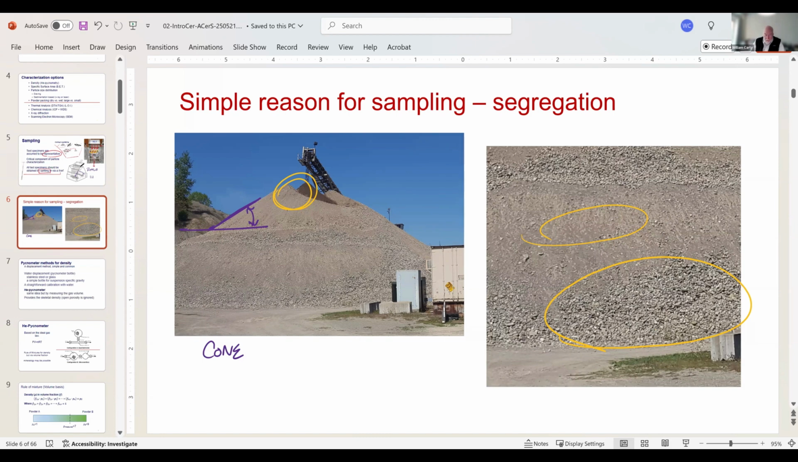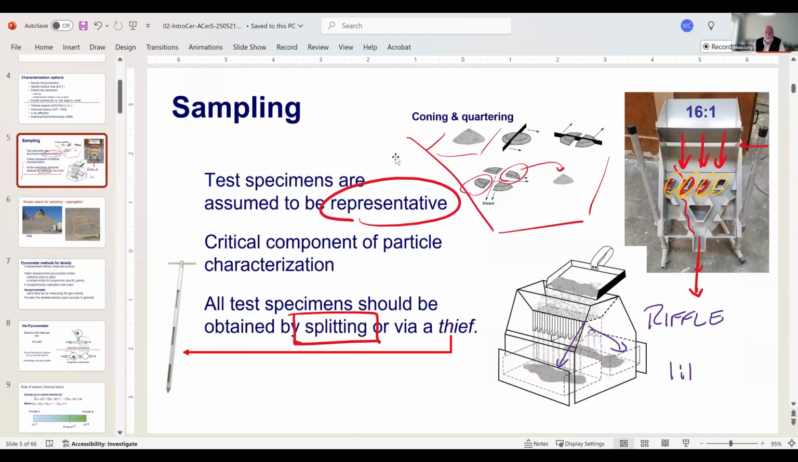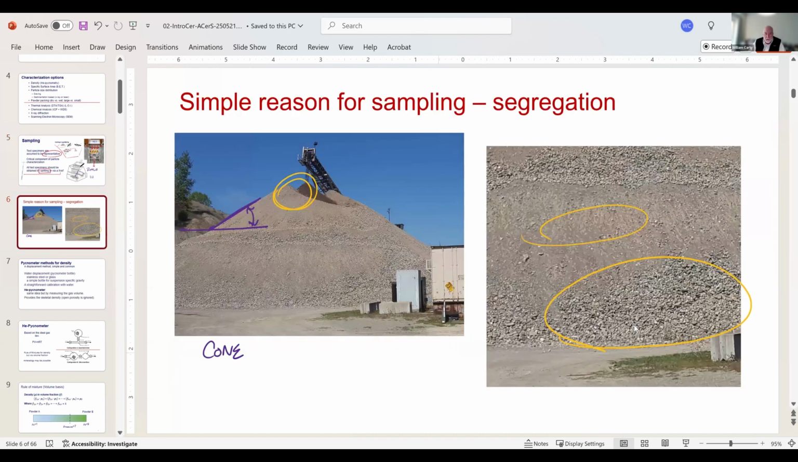So that's why when we go back to this coning and quartering thing, it works, because you're taking the quarters and then you combine them again and make another cone. So this material is allowed to segregate by size, but you can't scoop out of the middle or you get the fines only. If you scoop from the edge, you get the coarse only. So that's a problem. So this is the nature of the material. And of course, this only works if it's dry.